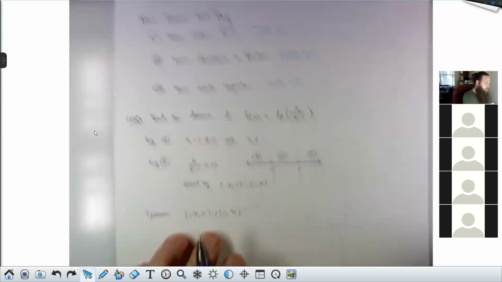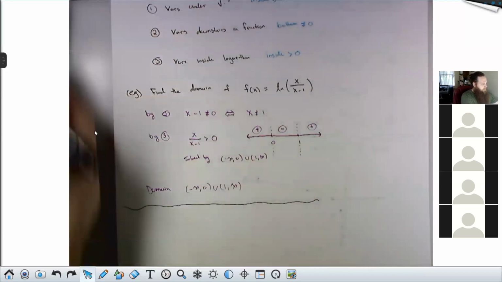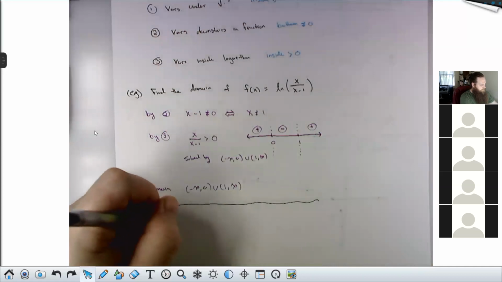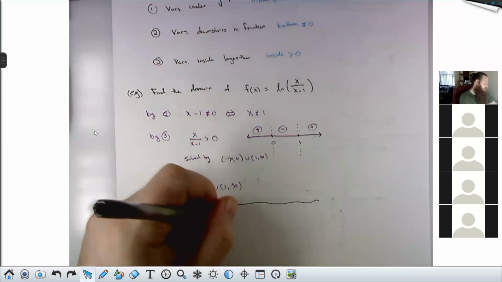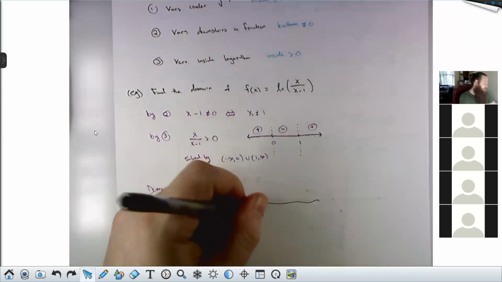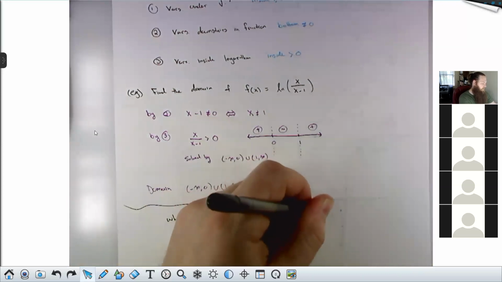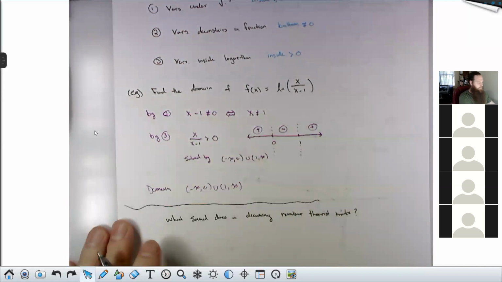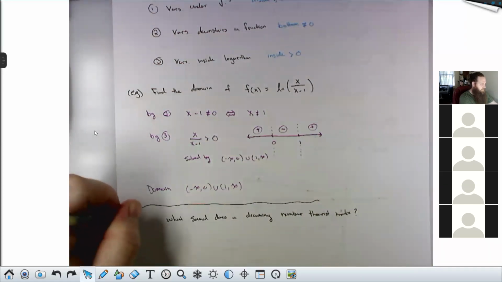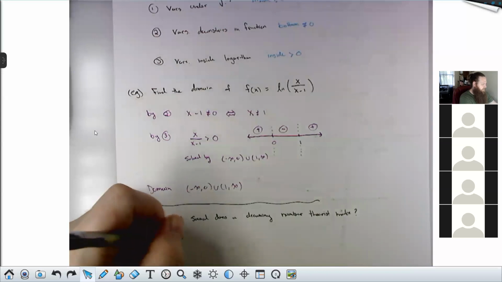I've got a bad joke. What sound, you don't have to write this down, does a drowning number theorist make? Bad joke. Question, answer, log.